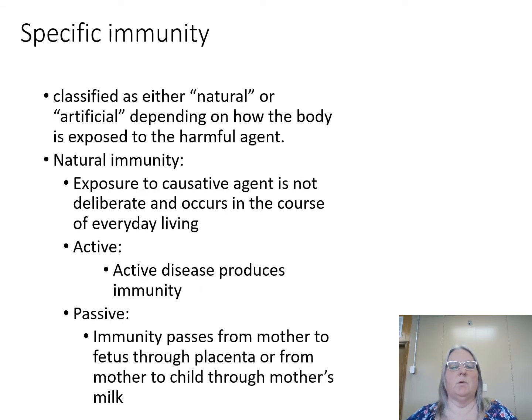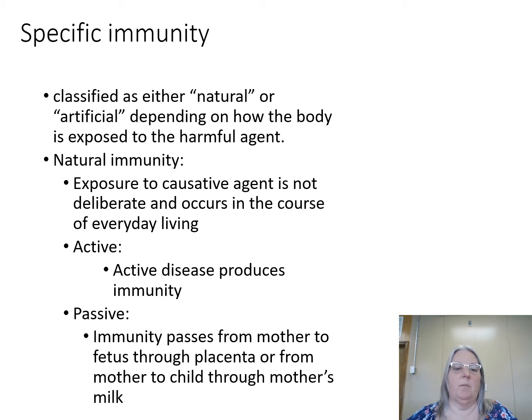Specific immunity is broken down again into two parts. There's the natural and the artificial. The natural immunity is exposure to a causative agent that's not deliberate. It's also called active immunity, and the reason it's called active immunity is that you were exposed to an active disease. Passive immunity is where you didn't have the disease, but that immunity was shared in some form.